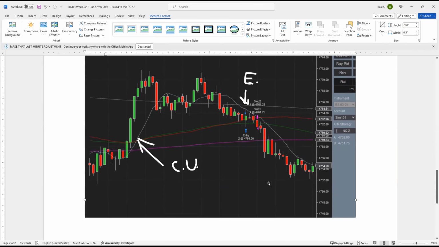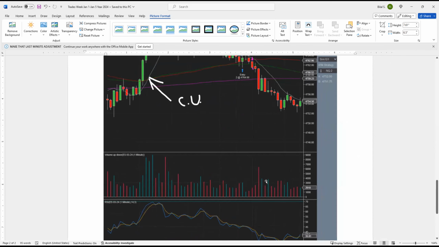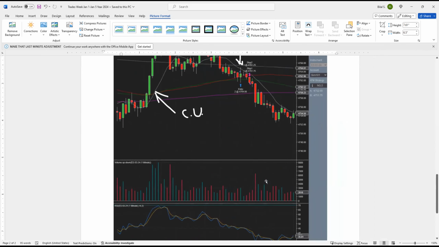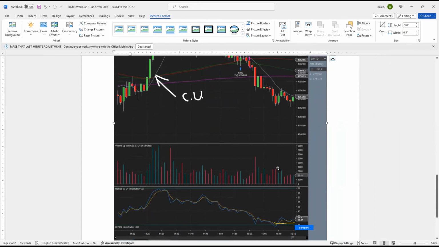Scroll down some more. Yeah, it looks like it would have been below the 50. See the 50? Yeah, it was below 50.